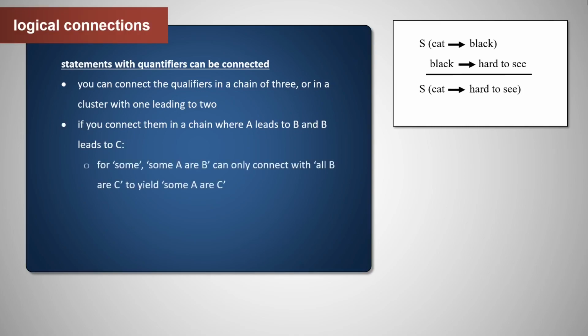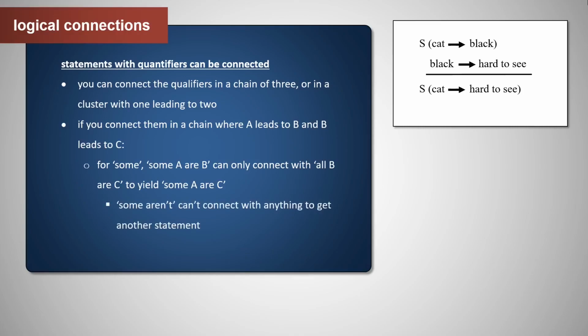For some quantifiers, some A are B can only connect with all B are C to yield some A are C. So if you're trying to connect statements with quantifiers in a transitive chain, A to B to C, and there's a some in there, you can only connect it to an all statement. And it has to go some statement first and then the all statement. So some cats are black, and then all black things are hard to see, and you'll end up with some cats are hard to see.